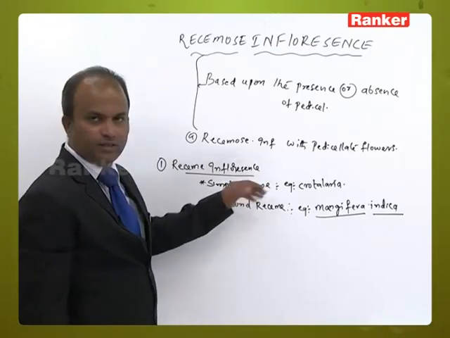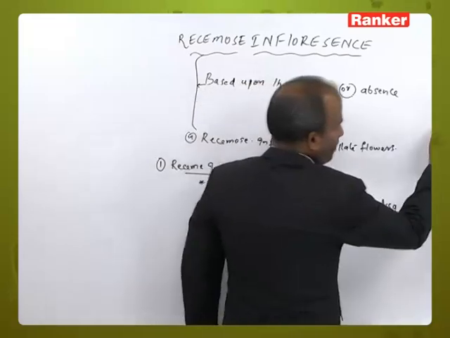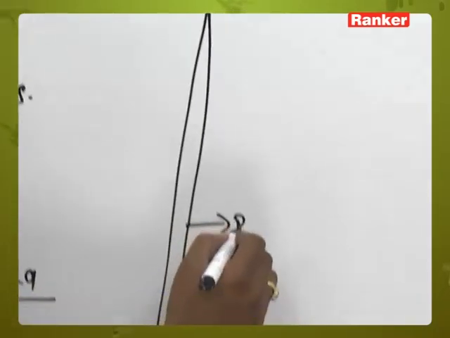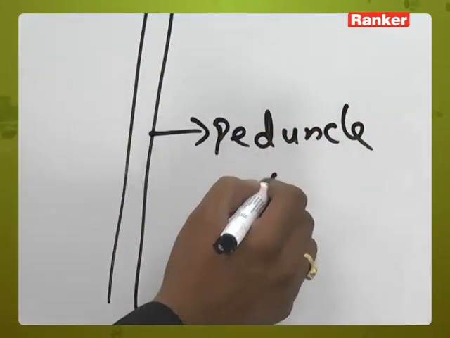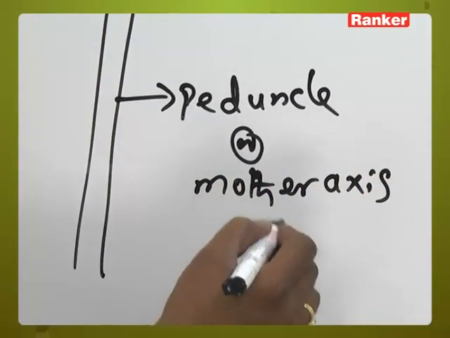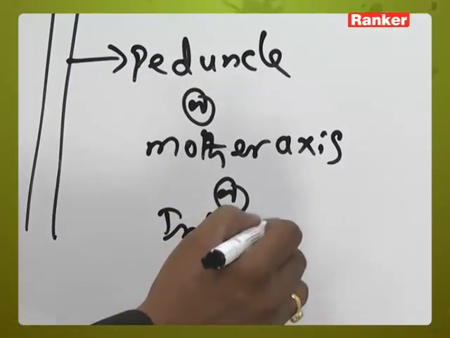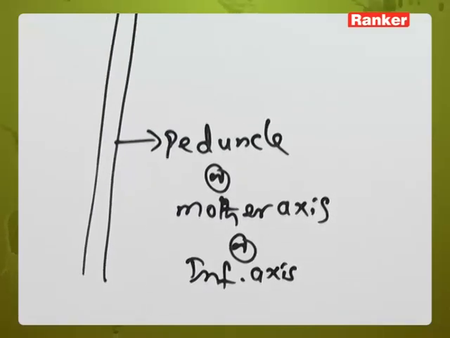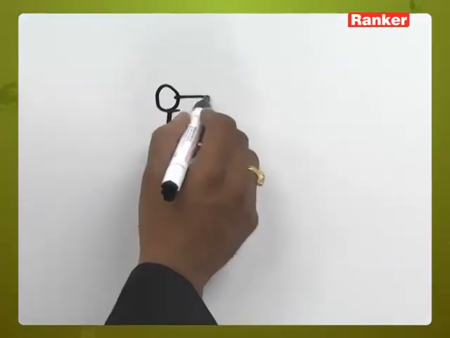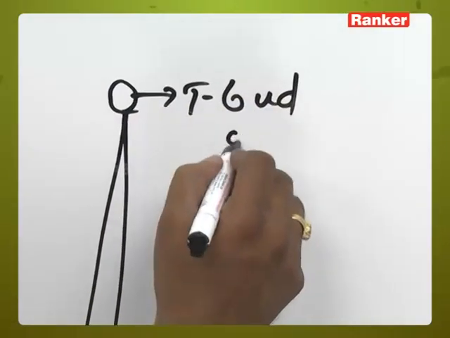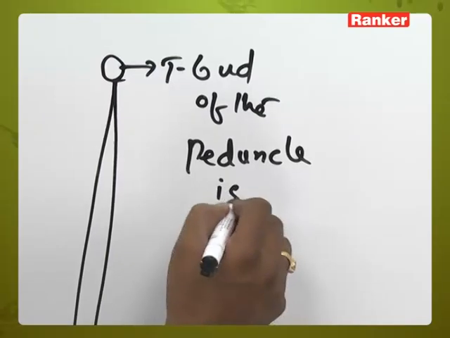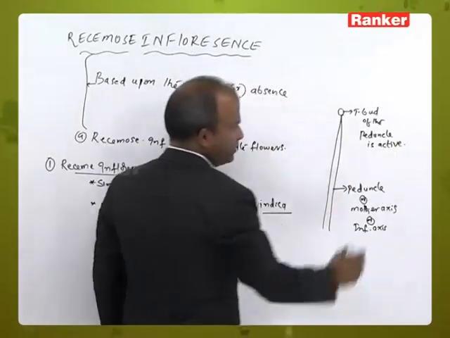Think this is the peduncle. Peduncle is also called the mother axis, also called the inflorescence axis. As it is a racemose type, the terminal bud of the peduncle is active.